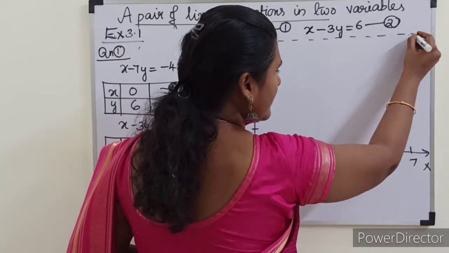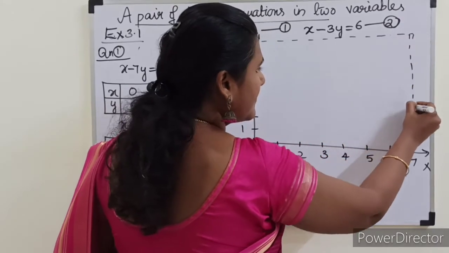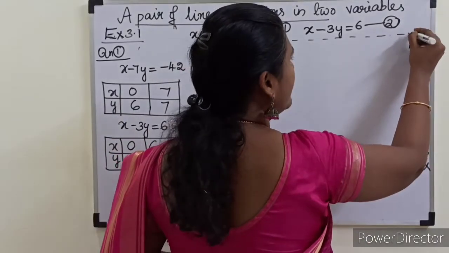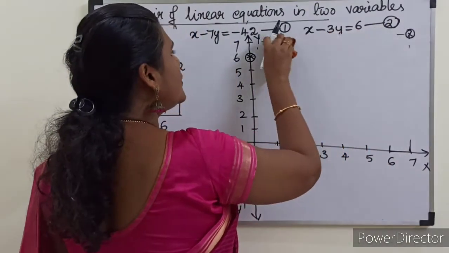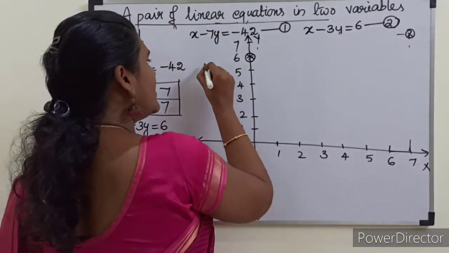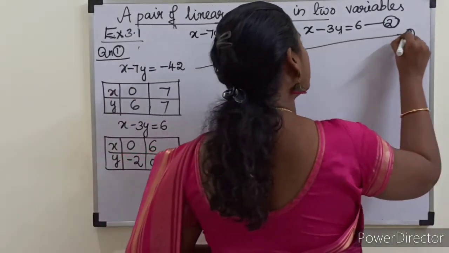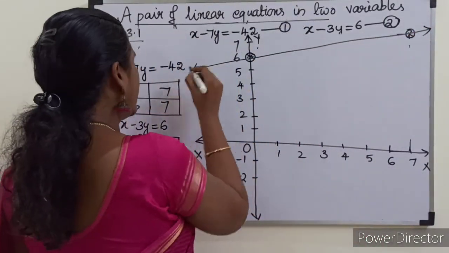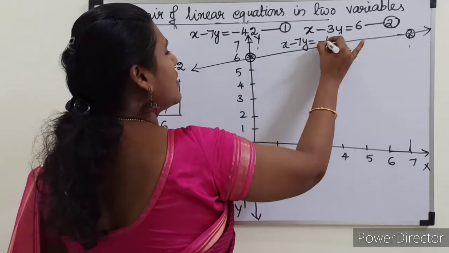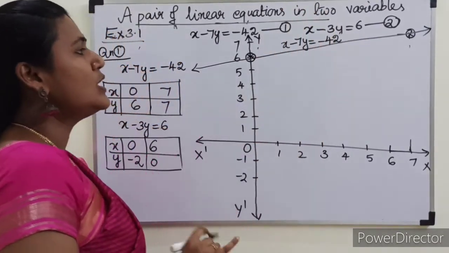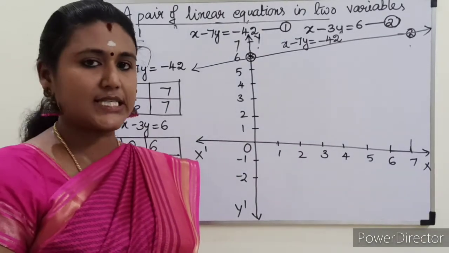This point will be the second solution. Now we will join these 2 points by a straight line. So this line represents the first equation, x minus 7y equal to minus 42. So this is the graph of the first equation.